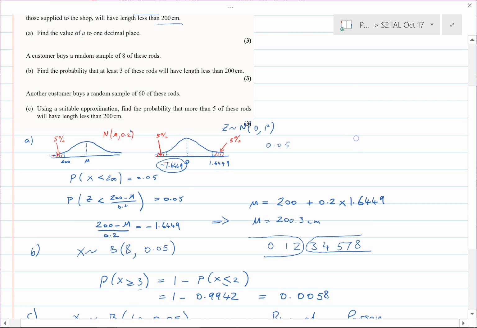Well, that's just a straightforward binomial on top of a normal. It says there's 8 of these rods, where there's a 5% chance of them being less than 200, so p is 0.05. We're asked for the probability that there's at least 3, which is more than or equal to 3. I drew this diagram when we did it to show that you need to be careful when swapping inequalities and doing 1 minus. And this number we get from the tables as well.